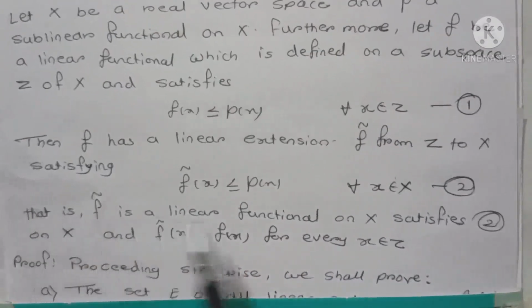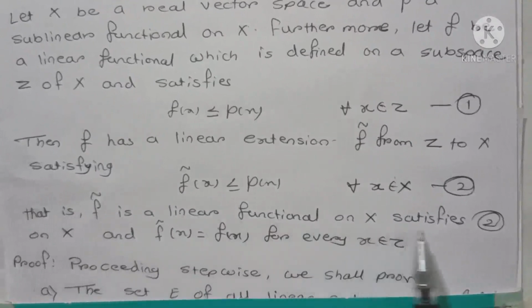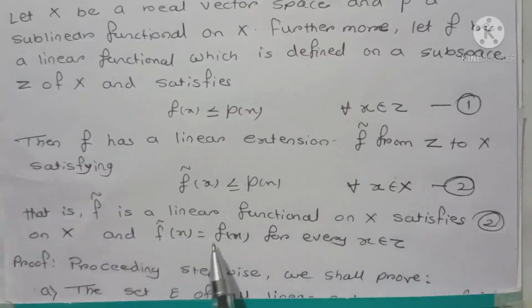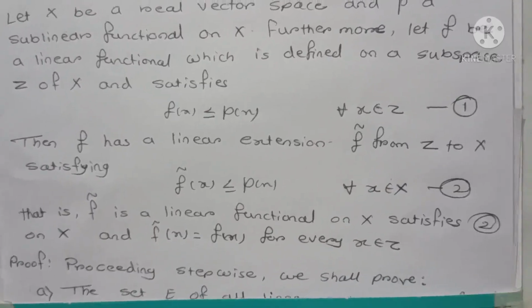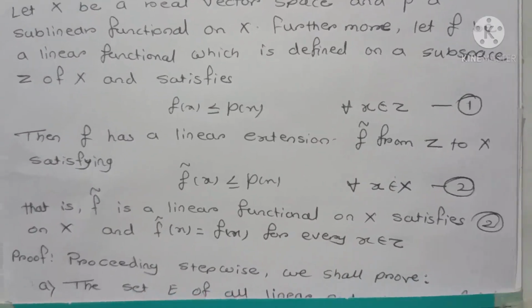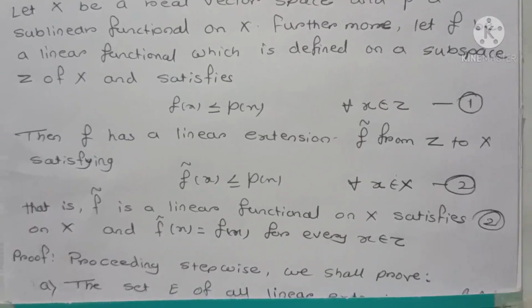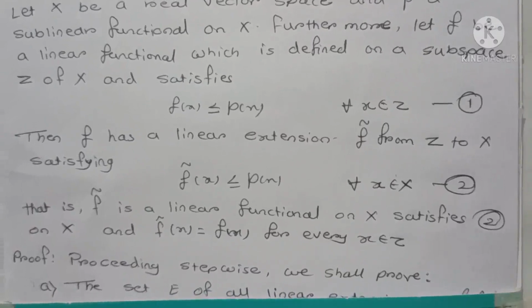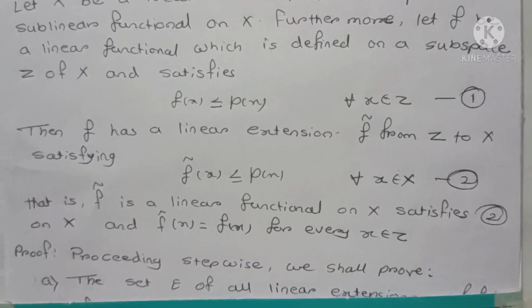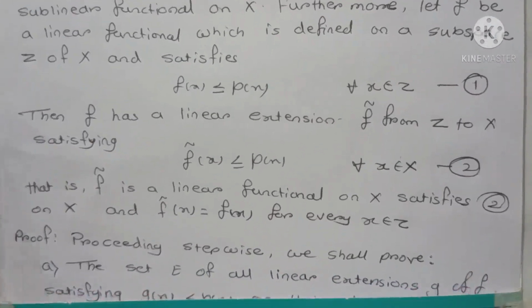That is, f tilde is a linear functional on capital X satisfying this condition, and f tilde of x equals f of x for every x belongs to Z. That means for every element of the subspace, its image under f and f tilde are equal. Then this is the statement of the Hahn-Banach theorem. Now here we have to prove this theorem. We prove this theorem stepwise, in 3 steps.